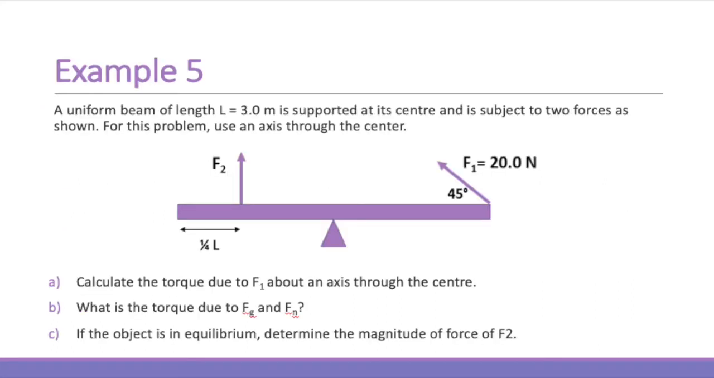Example 5: a uniform beam of length L equals 3 meters is supported at its center and is subject to two forces as shown. For this problem, use an axis through the center. A. Calculate the torque due to F1 about an axis through the center. B. What is the torque due to Fg and Fn? C. If the object is in equilibrium, determine the magnitude of force F2.